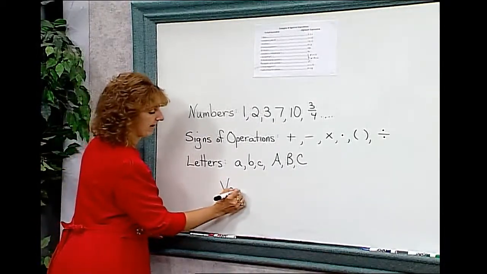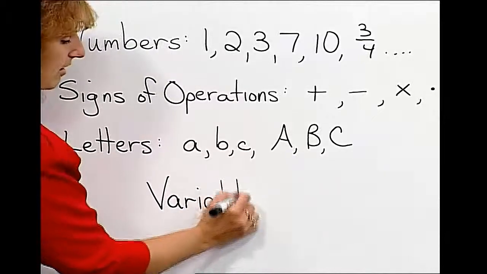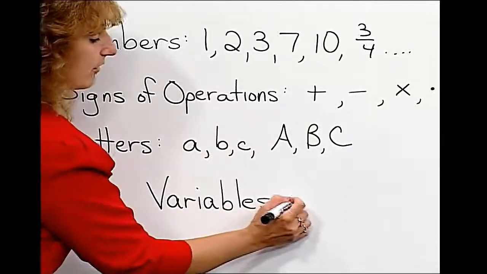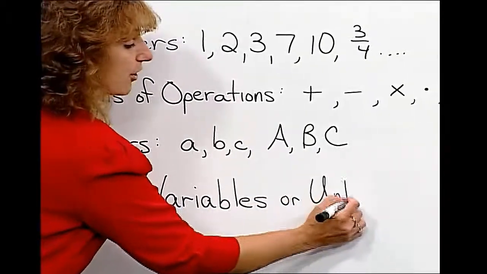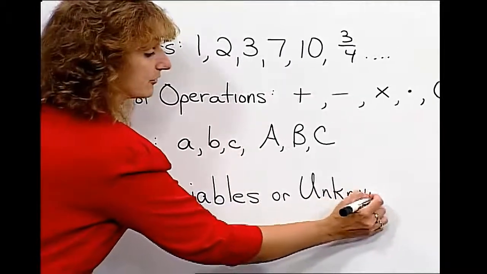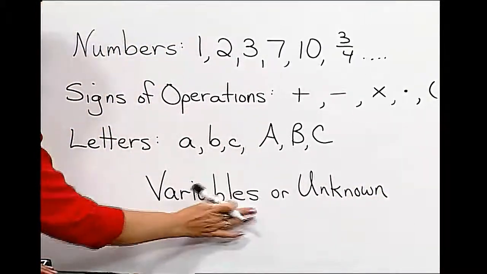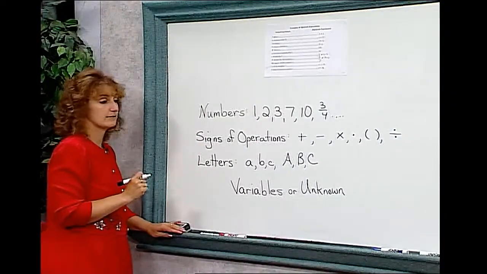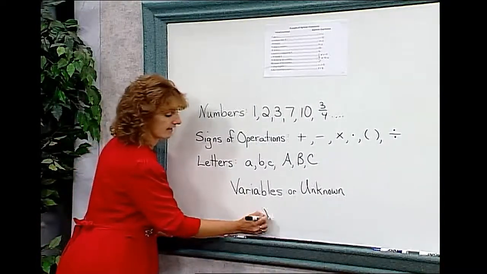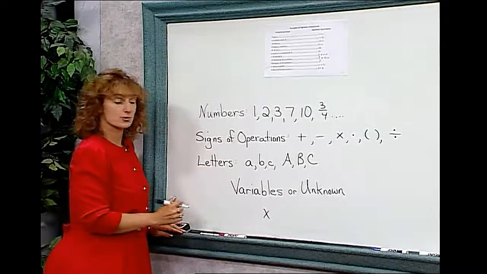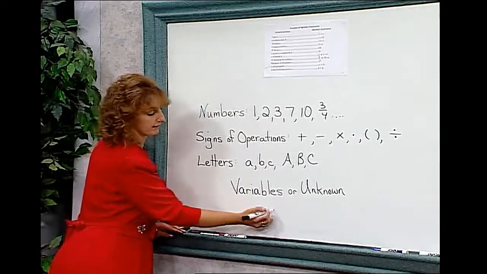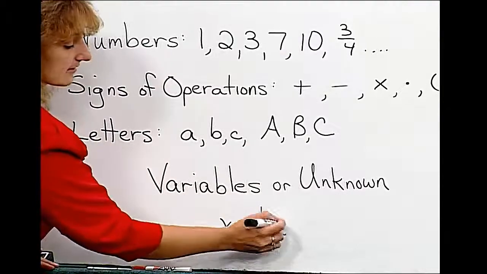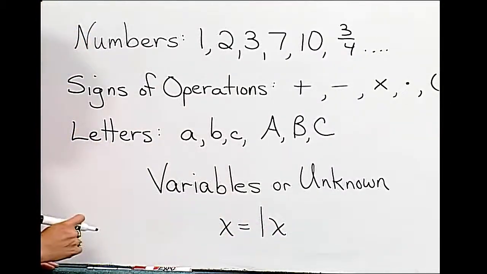These letters have a special name. We can call them variables or unknowns. We call them that because we do not know their value, and their value may vary, hence the word variables. If we have a variable standing by itself, let's say an X, then it is assumed that there is a 1 in front of it. X is the same as 1 times X.